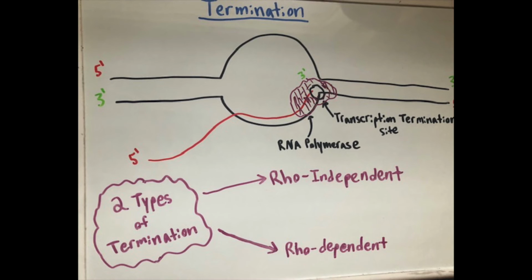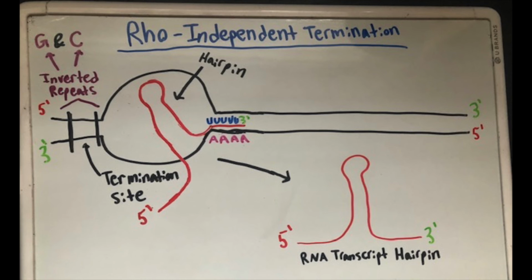Termination occurs when RNA polymerase moves onto a terminator region of a DNA sequence, signaling transcription to cease. The two types of termination sequences I will be discussing briefly are rho-independent and rho-dependent. Rho-independent termination occurs when the RNA reaches a point in the gene sequence where there are inverted repeats of both guanine and cytosine configurations. These repeats cause the RNA chain to form a stem loop, otherwise known as a hairpin.